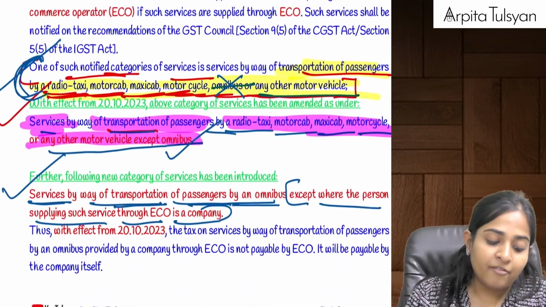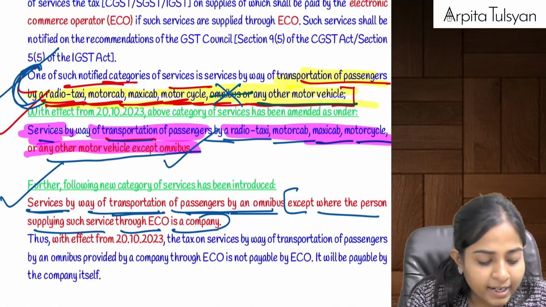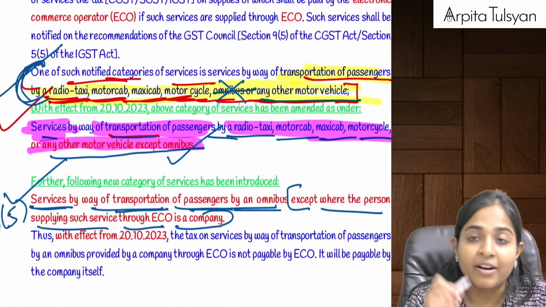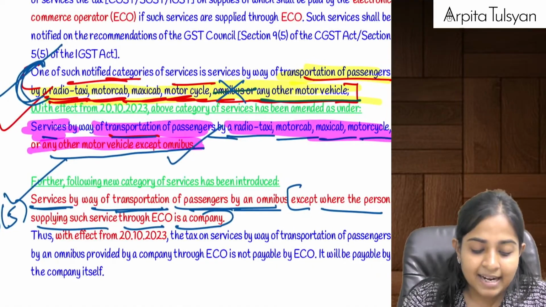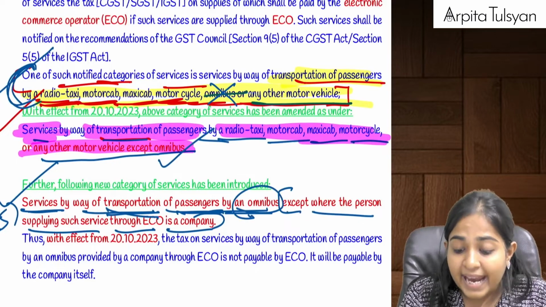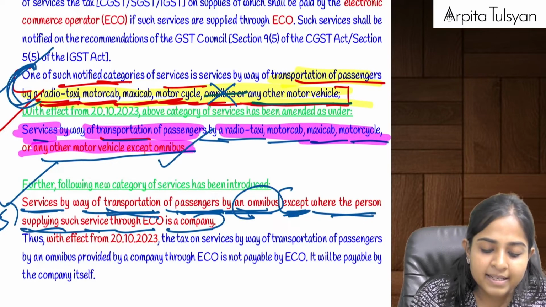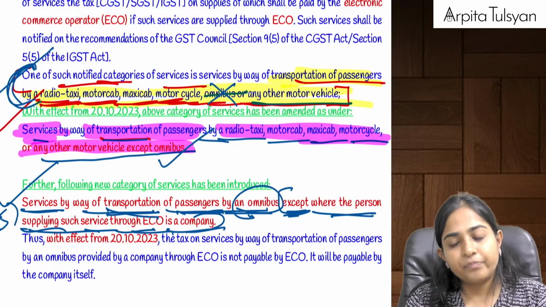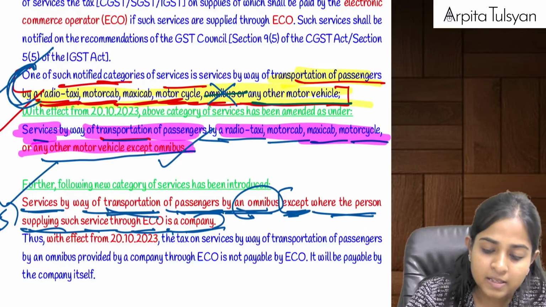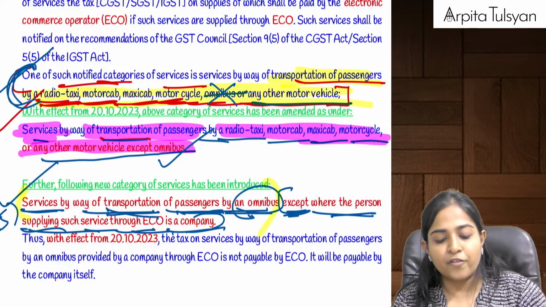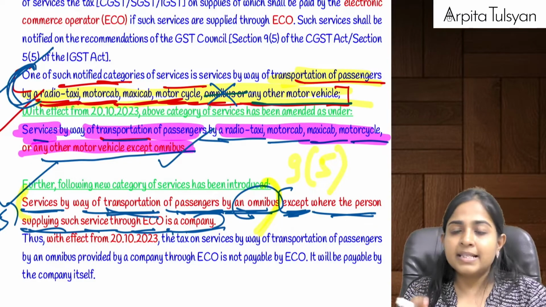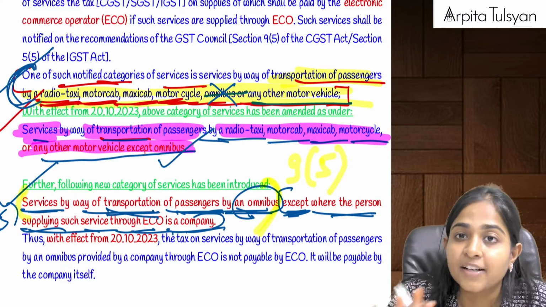Then they introduced one more line item in section number 9.5, where they said services by way of transportation of passengers by an omnibus except where the person supplying such service through eco is a company. Let's break it into two parts. The first part is services by way of transportation of passengers by an omnibus. This they have put in section number 9.5, meaning even this is considered a notified service.